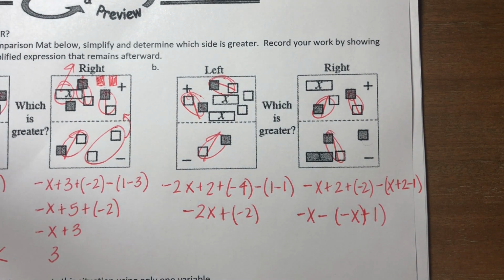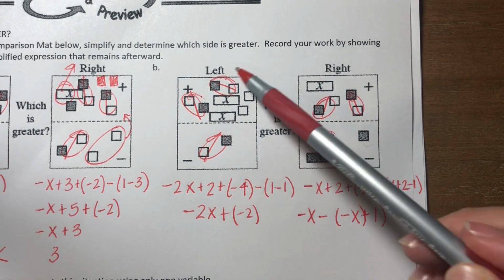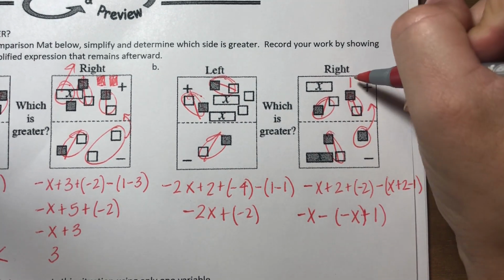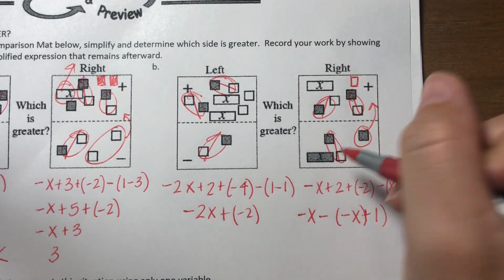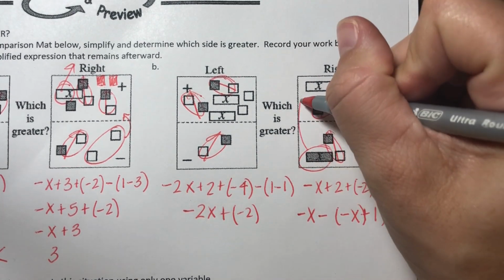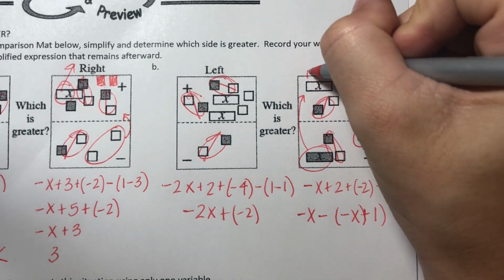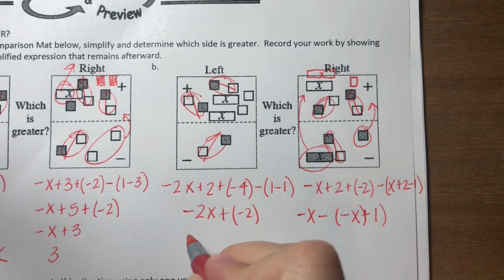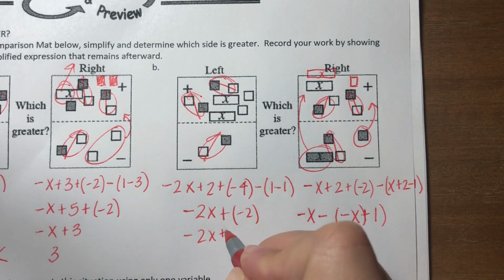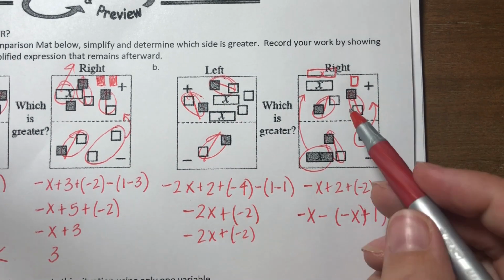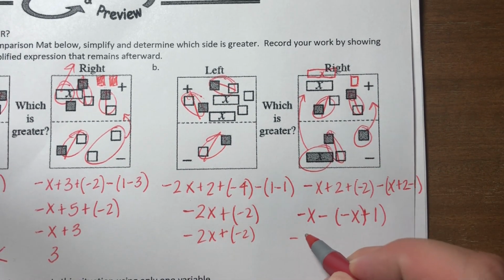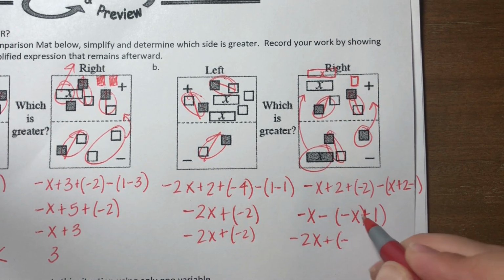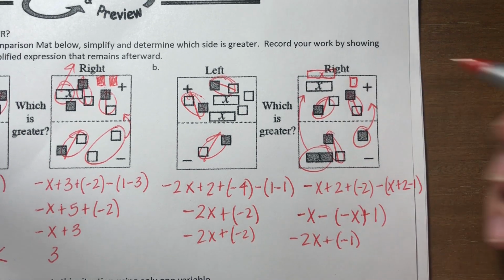Okay, so now let's do some moving. We don't have any moving to do here. This is all we have left on the top. Down here we have to move that guy up there. So that becomes a negative unit. This one, we move that one to the top, and it also becomes a negative x tile. All right, so now let's rewrite what we have. We've got negative 2x plus a negative 2 on this side still. And then over here, we have a negative 2x plus a negative 1, because we moved that guy up there.